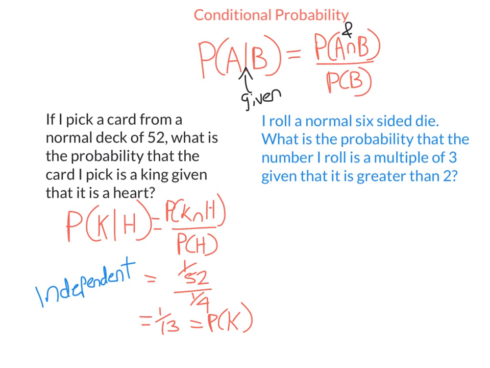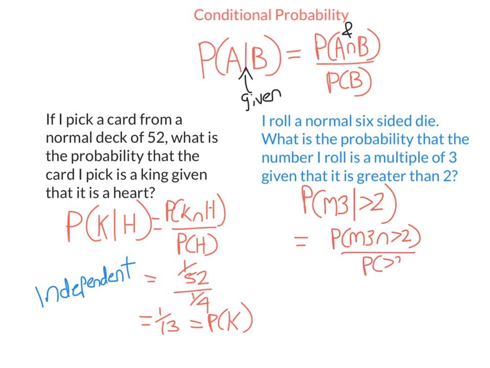Roll a normal 6-sided die. What's the probability the number I roll is a multiple of 3, given that it's greater than 2? So we're looking for the probability the number is a multiple of 3, I'm just going to write M3 for multiple of 3, given that it's greater than 2. So let's figure out the probability that both happen: multiple of 3 and greater than 2, over the probability that the number I roll is greater than 2.